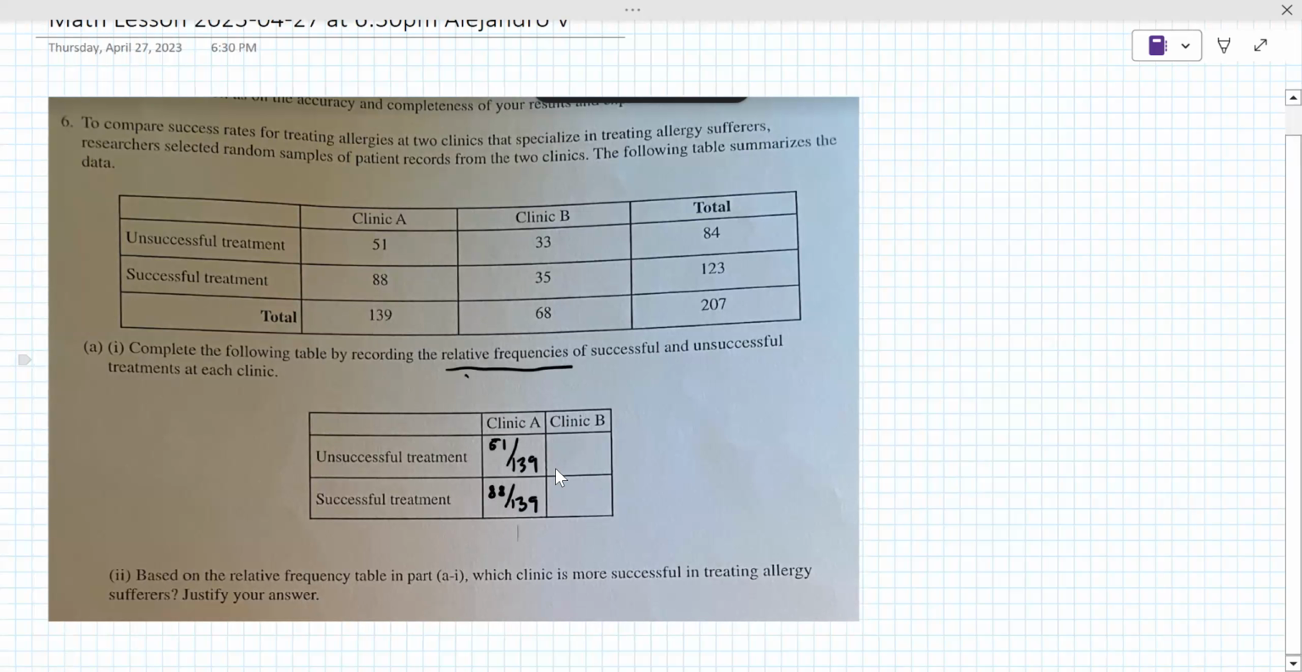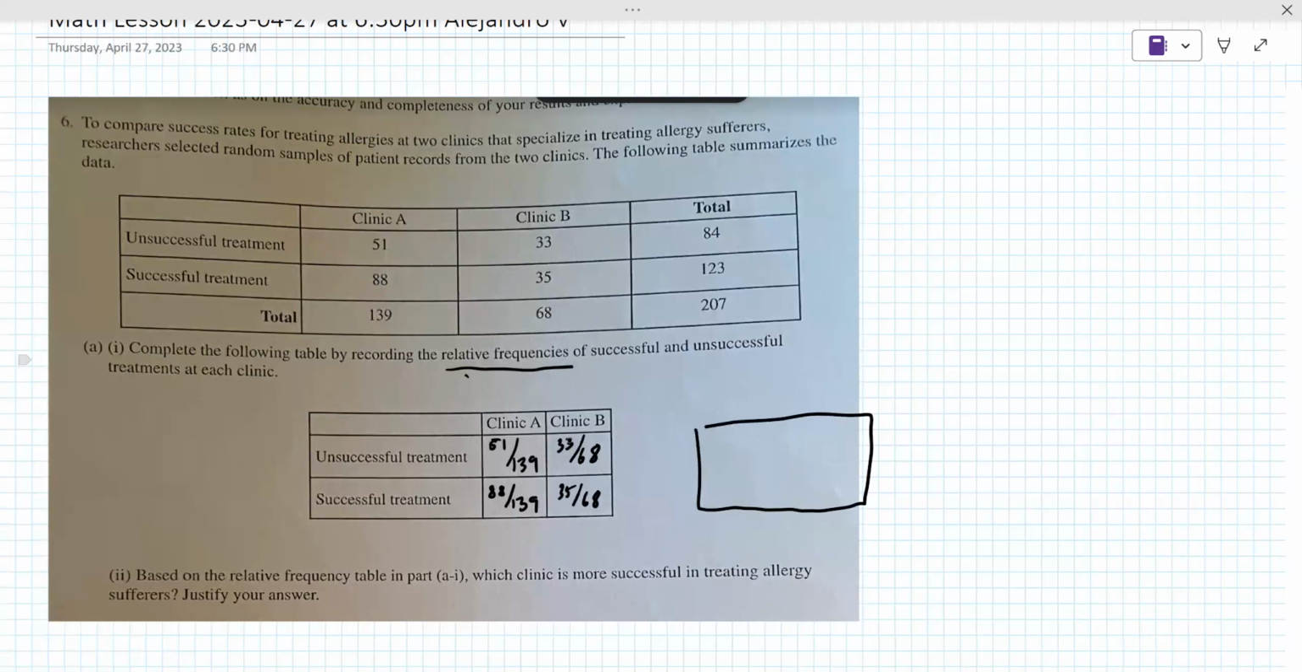And then for Clinic B, there were 33 out of 68 that were unsuccessful, and 35 out of 68 that were successful. These are truly the correct answers. We really want the decimals, though, to be able to determine how to compare. Basically, we want to know success between comparing the two.